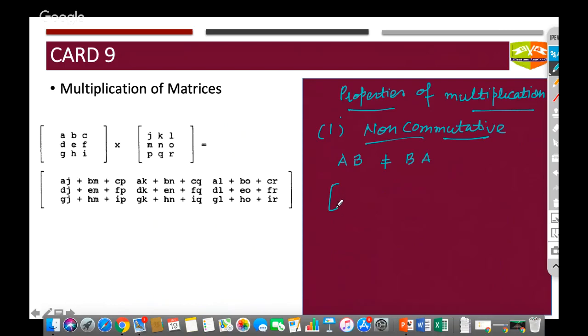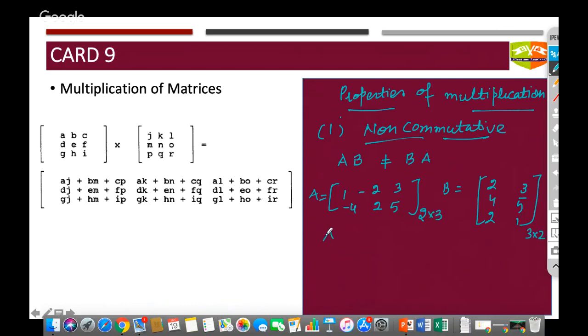Suppose I take an example of this. I take 1, -2, 3, and -4, 2, 5. This is my matrix A. And I take an example of B. You take 2, 4, 2, and 3, 5, 1. It gives me a matrix of 2 into 3, and this is 3 into 2.